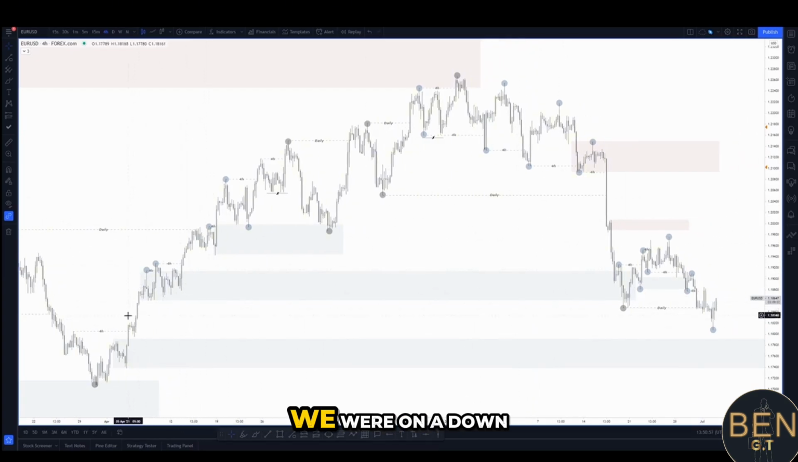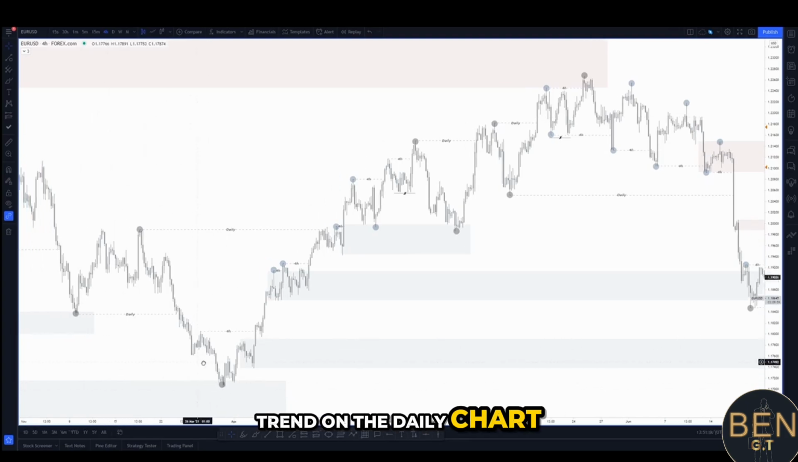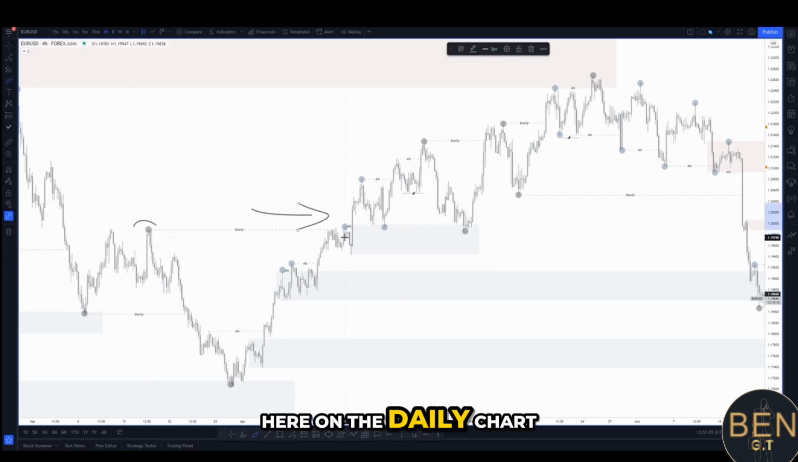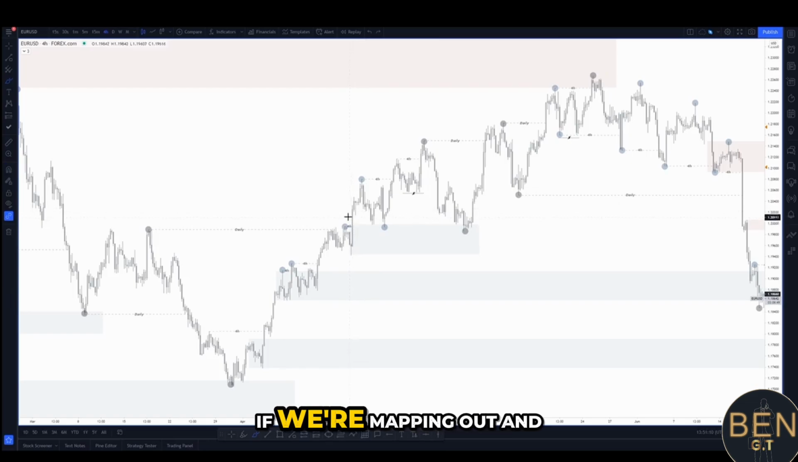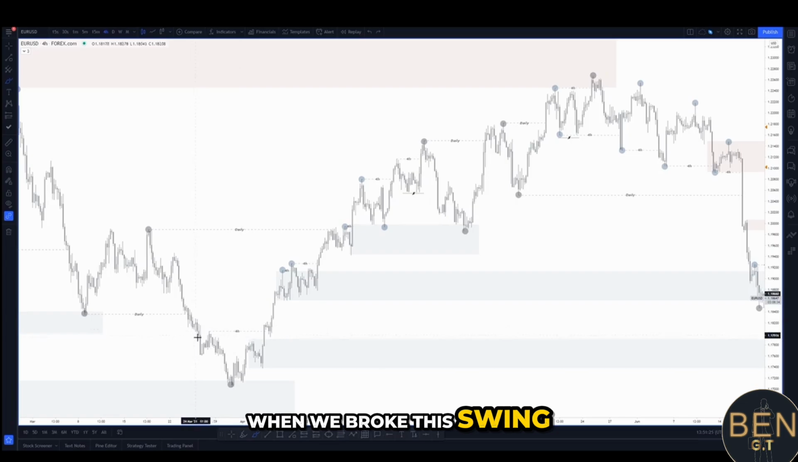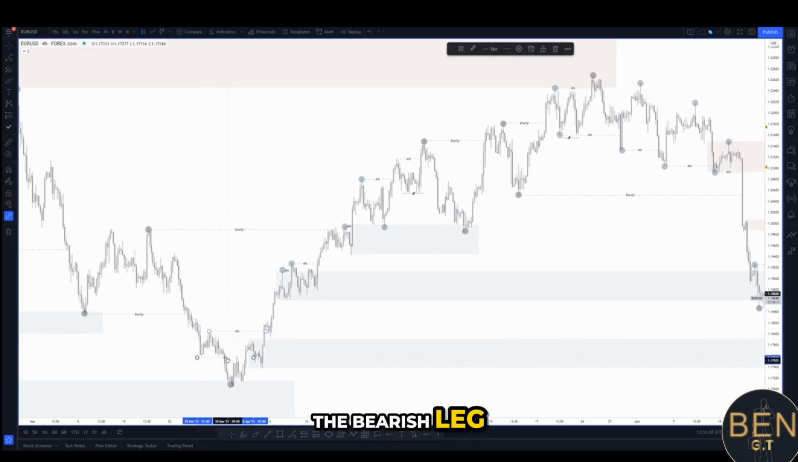As we can see, we were on a downtrend on the daily chart. And we didn't actually get signified that price was switching bullish on the daily chart until we broke this high right here. But if we're mapping out and following the 4-hour chart, our real change of character, when the 4-hour switched from bearish to bullish, happened when we broke this swing high, this lower high on the bearish leg. Because we had a lower high right here. And if we map back a little bit, we can see that price was in a downtrend, making lower lows and lower highs.